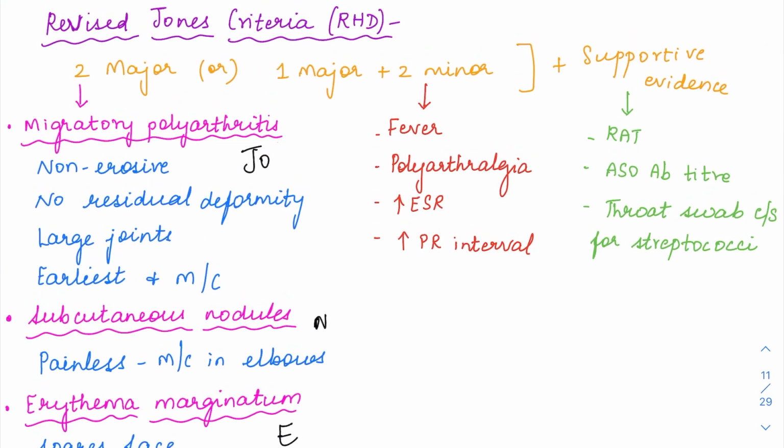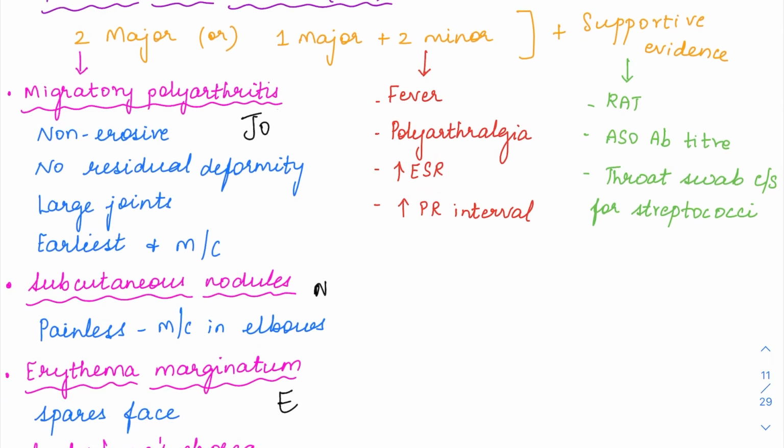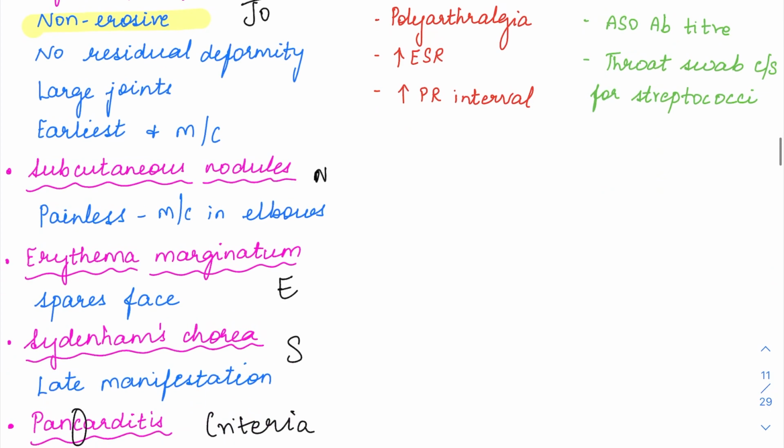So you can apply Jones criteria for the major criteria as well. So in joints, what is the feature? It is going to be migratory polyarthritis. Migratory in the sense that it is going to involve large joints basically, like knee and elbow. From one joint it is going to move on to the next joint, and when it moves on, it doesn't leave any residual deformity in the joint which was involved. So it is a non-erosive polyarthritis which leaves no residual deformity, and the joint pain will be the most common and the earliest symptom with which the child is going to present. So fleeting joint pain is a classical feature of RHD.